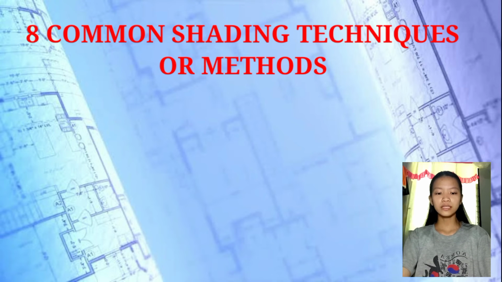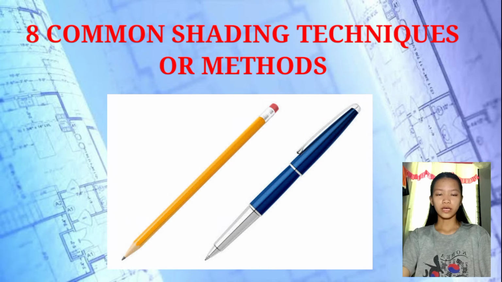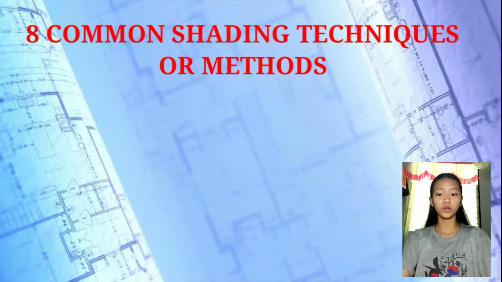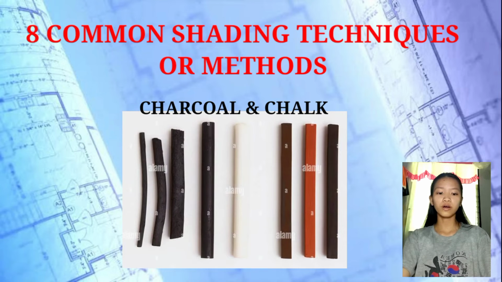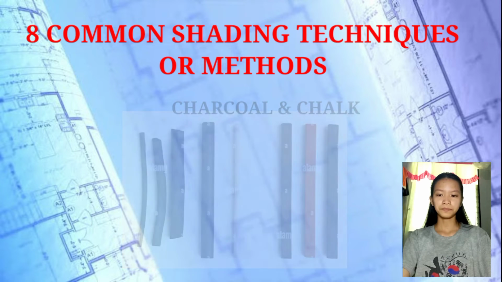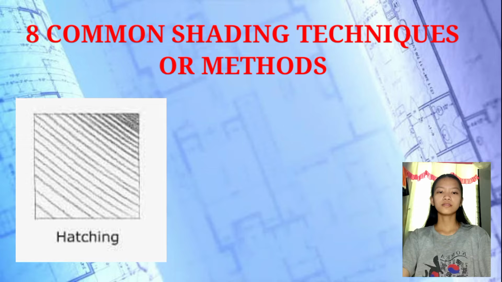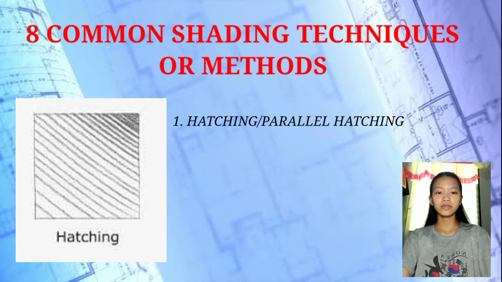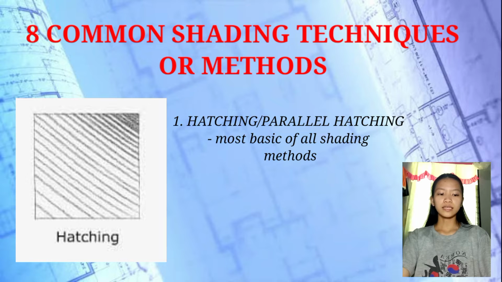So, shading techniques or methods has 8 different shading which are commonly used with pen or ink. However, it can be used also with charcoal, and many other kinds of drawing media. So number one is hatching or parallel hatching. Most of all consider this as the most basic of all the shading methods.